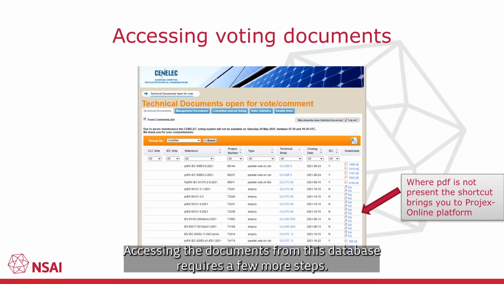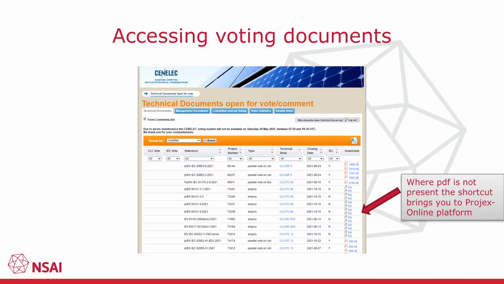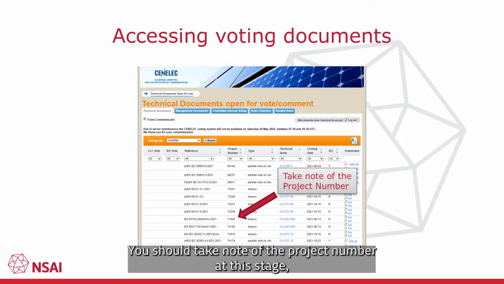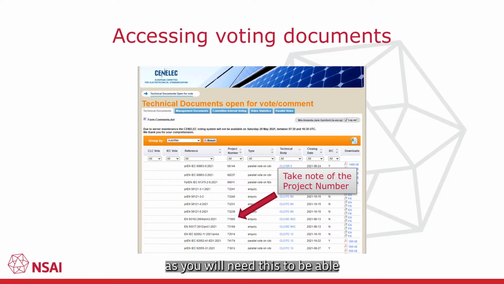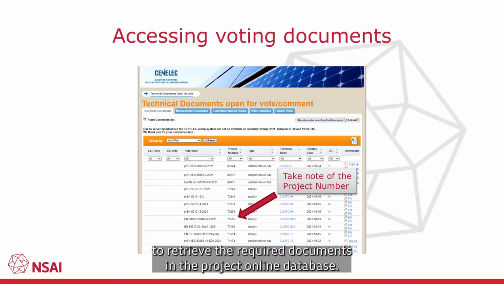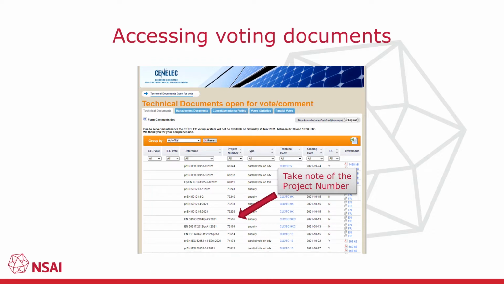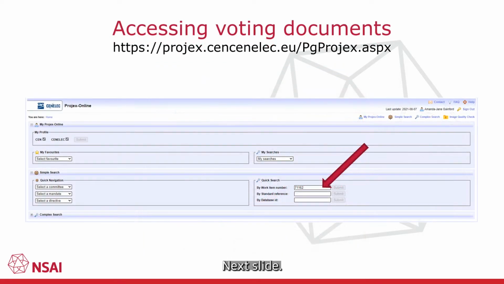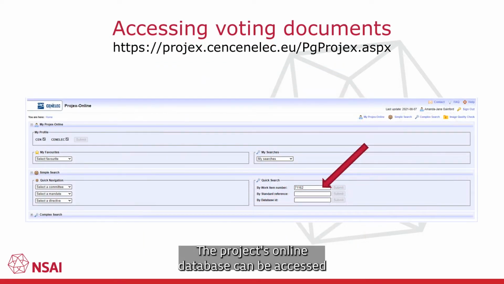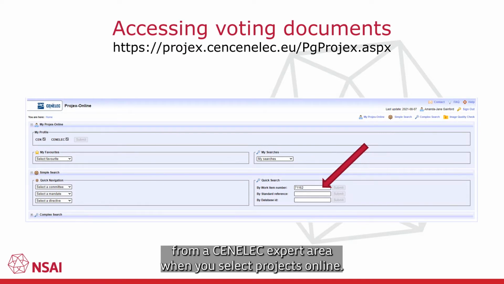Accessing the documents from this database requires a few more steps. You should take note of the project number at this stage, as you will need this to be able to retrieve the required documents in the Project-online database. Next slide. The Project-online database can be accessed from the CENELEC Expert area.